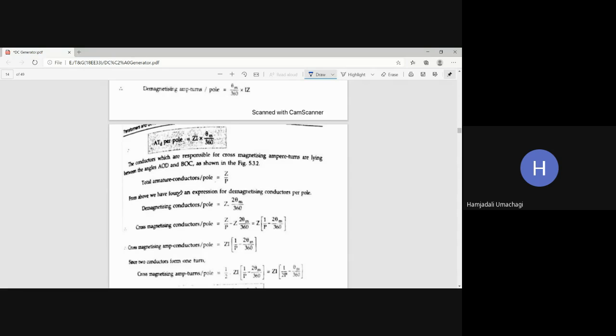From above, we have found an expression for demagnetizing conductors per pole, which is nothing but Z into 2 theta m by 360. See here, demagnetizing conductors per pole. Altogether it will be 4 theta m, but per pole means divided by 2, that will be 2 theta m. Conductors are Z, and altogether the area is 360. So demagnetizing conductors per pole is Z into 2 theta m by 360. This is the amount of conductors per pole which are responsible for demagnetizing effect, and these are the total number of conductors per pole.